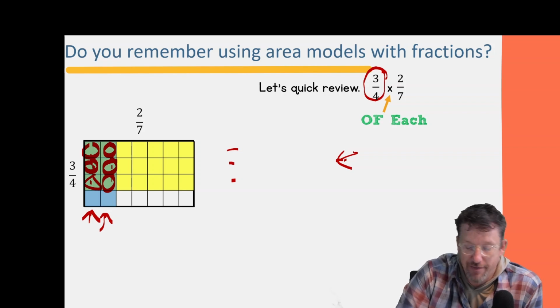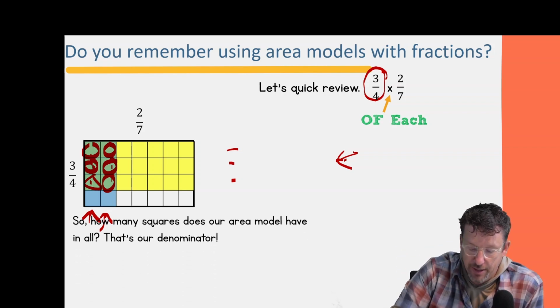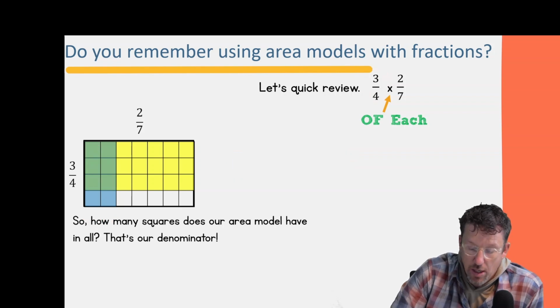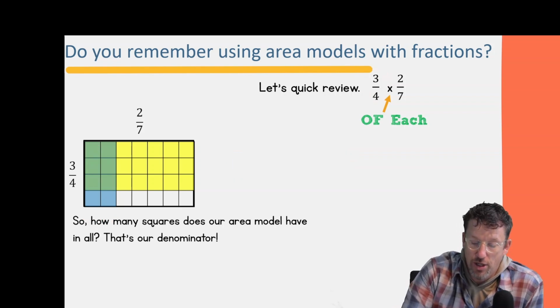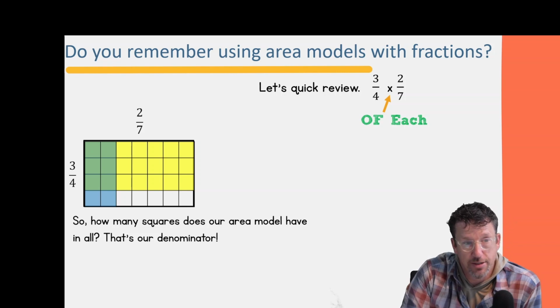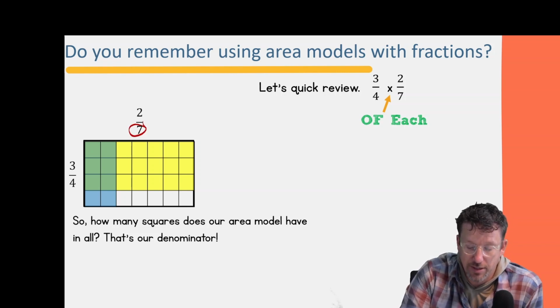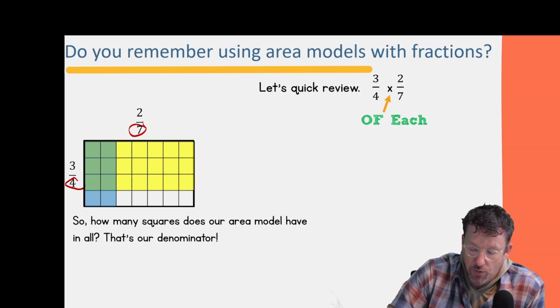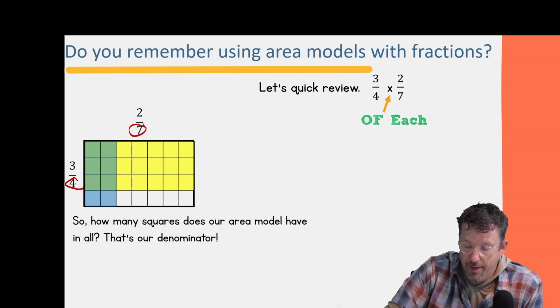So how many do we have? When we're trying to figure out the answer, again, let me erase my Picasso. How many squares does the area model have in all? Well, if you understand multiplication area models with just numbers, we went 7 by 4, and that gives us 28. So there's 28 in all, okay?